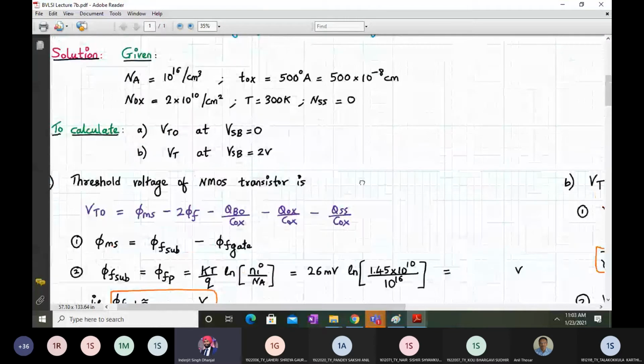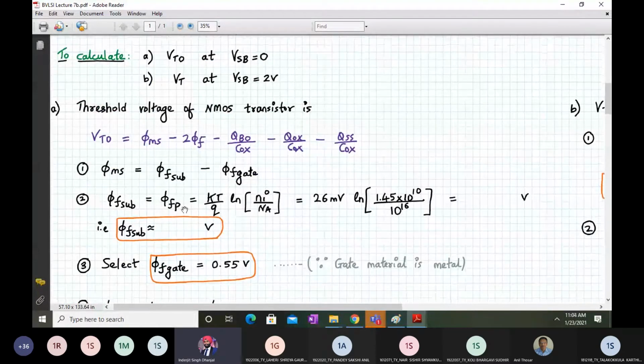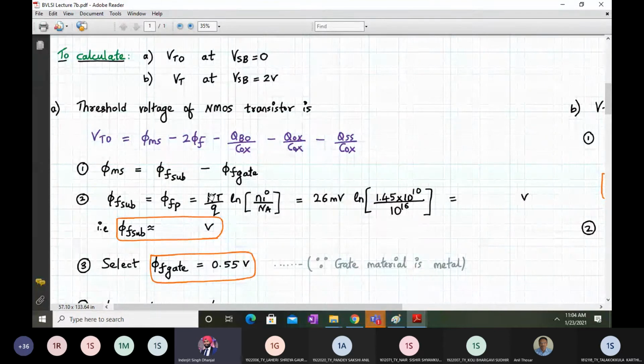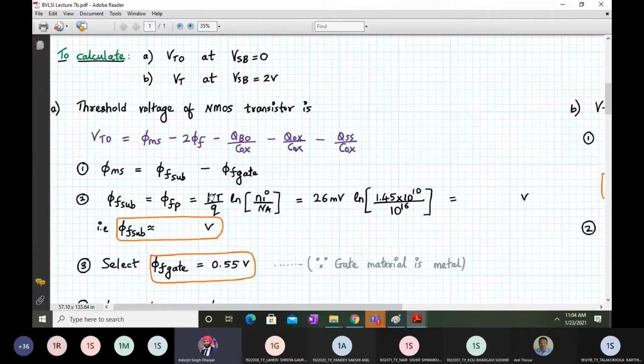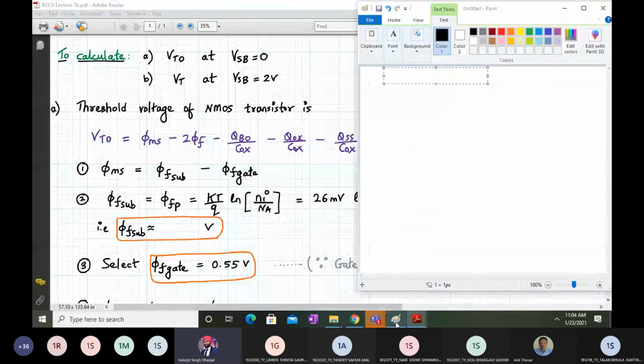So what is given over here? NMOS, right? It's an NMOS transistor. So substrate will be made up of p-type substrate. So hence you have to calculate phi f substrate. The formula is given over here. Kt by Q ln of Ni upon Na. So substitute these values in the calculator and let me know what is phi f substrate. Okay. Accordingly, I will open this thing, paint. So phi f substrate will be, so let me know the answer in the chat box.